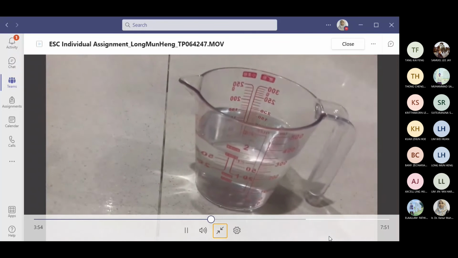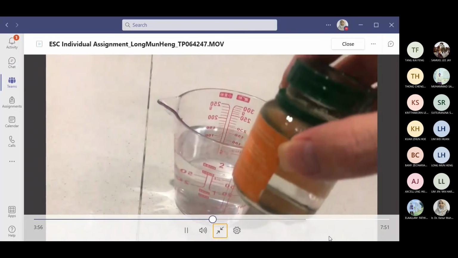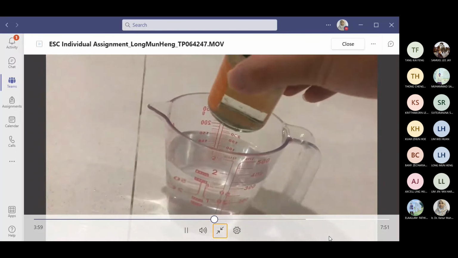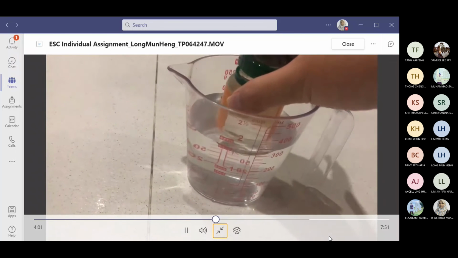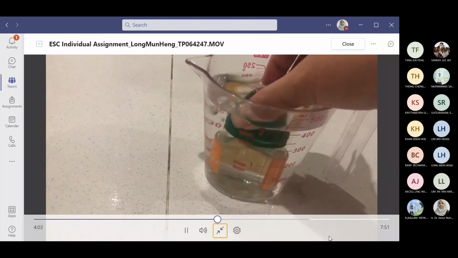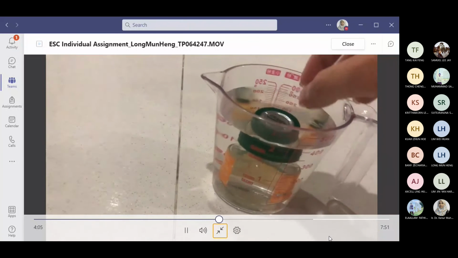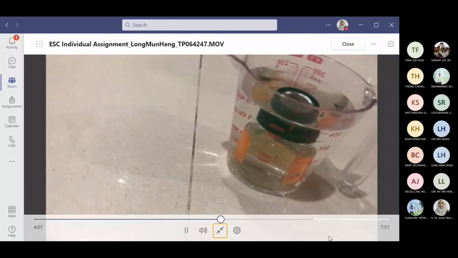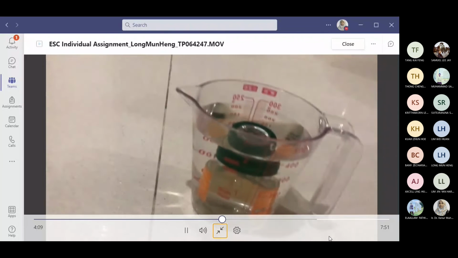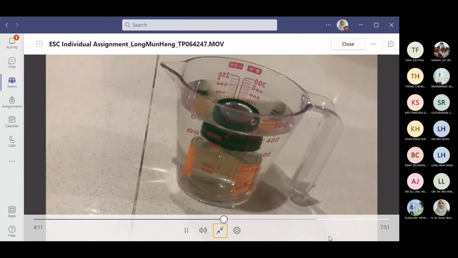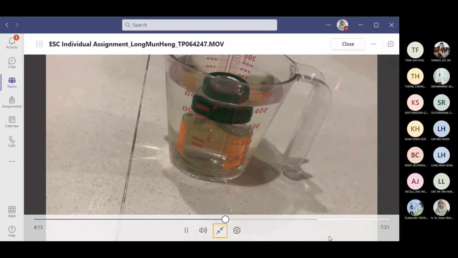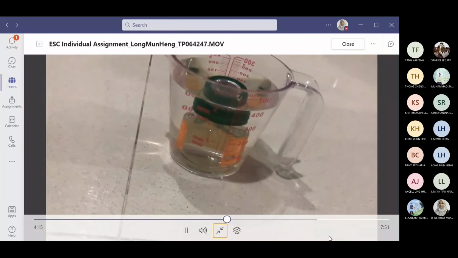And let's start the second experiment. We'll put this bottle with lots of water inside into here. So slowly, slowly. Oh, it sinks. Why? Why is this happening?